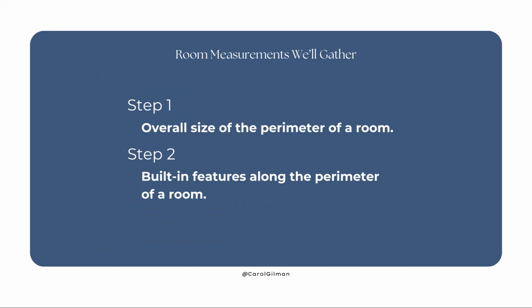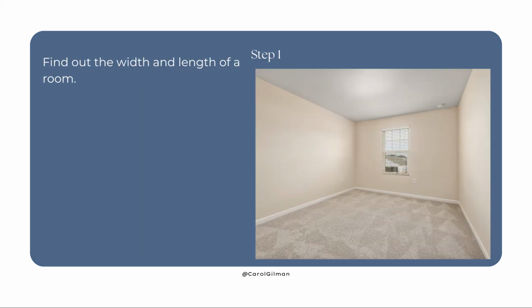When you're measuring a room, it's helpful to break it down into two different steps. The first step is to zoom out and measure the overall dimensions of the room. The second step is an optional step where we can zoom in and measure other features as needed. So step one just means that we want to get the basics of knowing the overall size of a room. We want the width and the length of the room, which just means the perimeter or outline of the room.